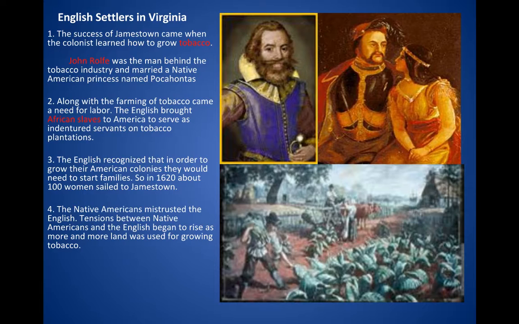Originally, straight off the bat, they were allies. They worked together. Native Americans kept the English alive, but then as the English got more and more greedy for more and more money off of tobacco, they used more of the Native Americans' land, and tensions rose, and they were no longer allies.